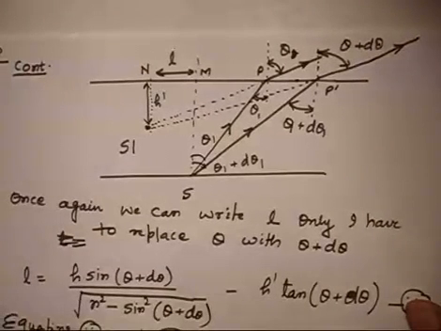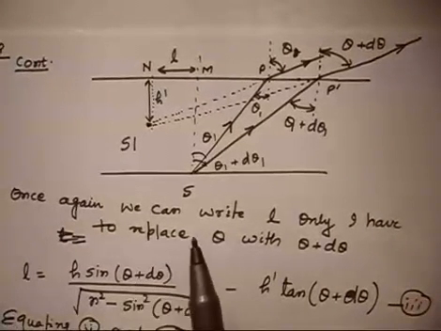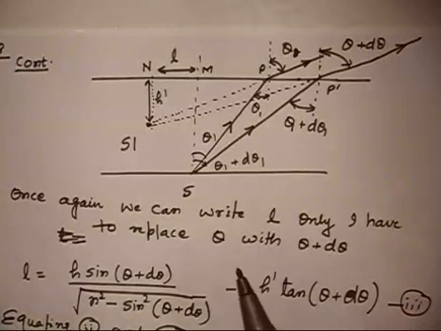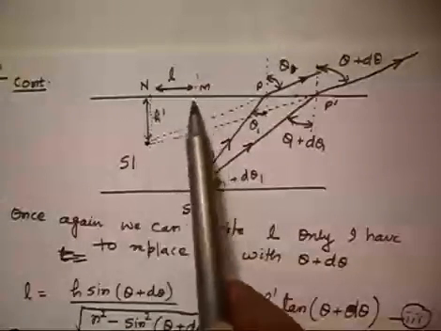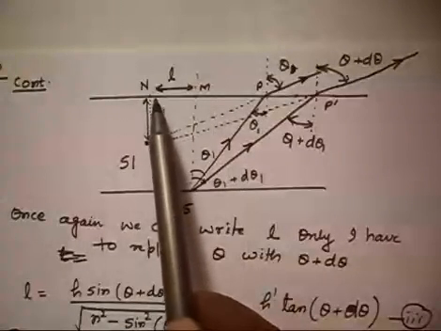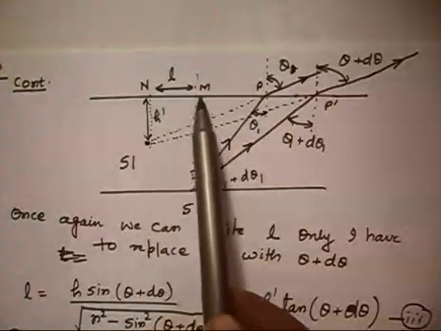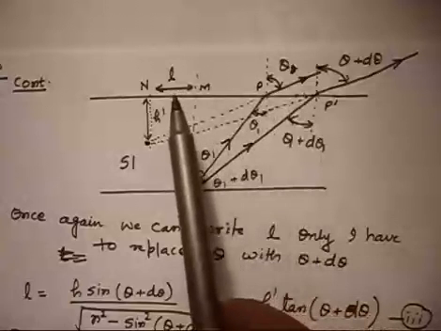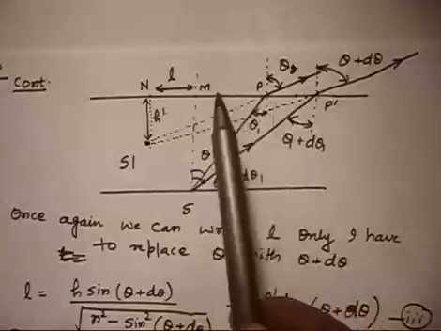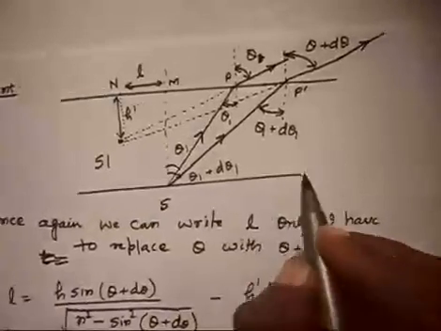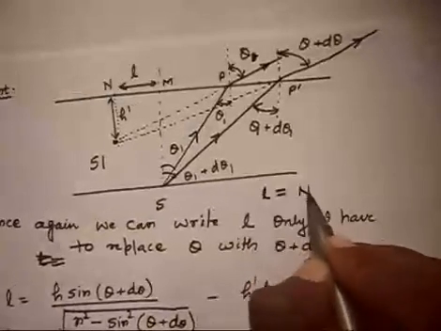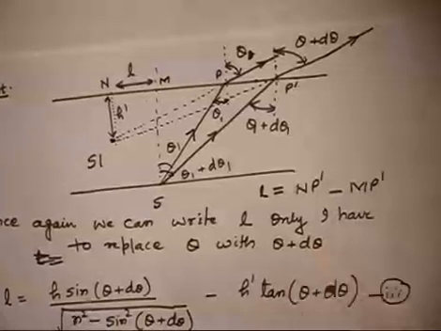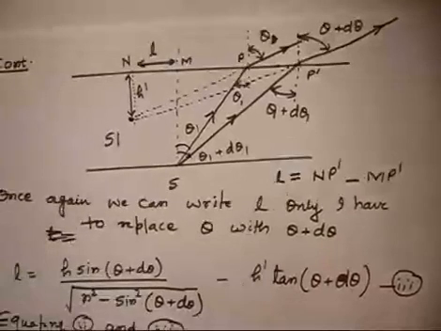So let us keep copying, and I'm telling you once again, we can write L by only replacing theta with theta plus d theta. Now the next task is to find L again. What is the lateral shift? I can again use this length, which is the same as this triangle NP dash minus MP dash. So L again I can write as NP dash minus MP dash.